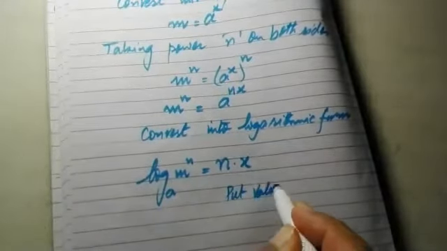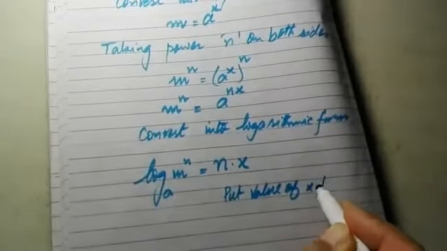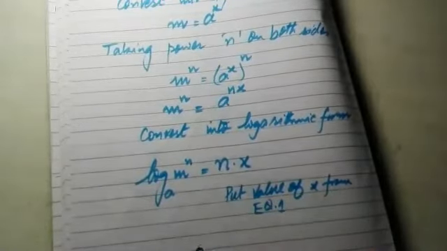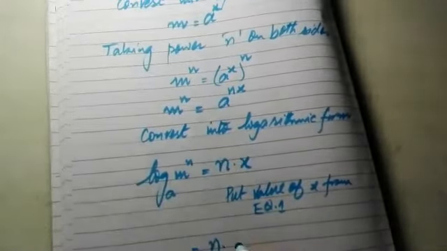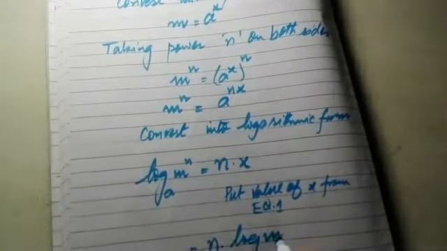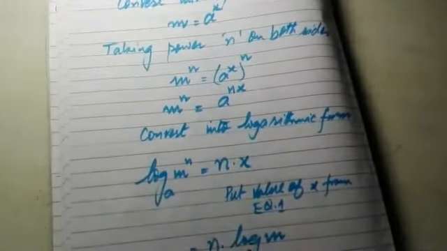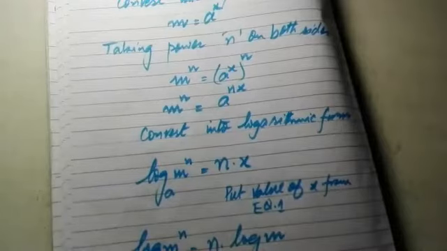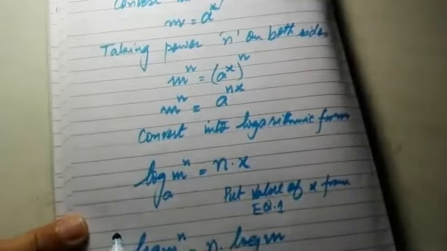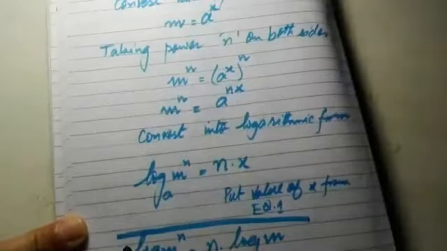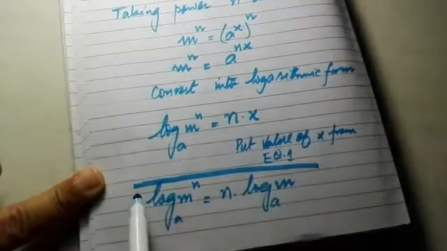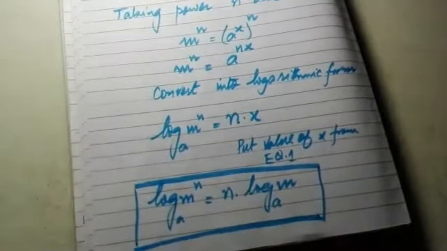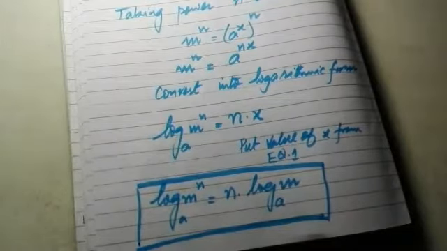We simply have to put the value of x from equation 1. So what was in equation number 1? n times log m base a equals log m raised to power n to the base a. So this gives the result once we substitute the value of x. So this gives us the proof.